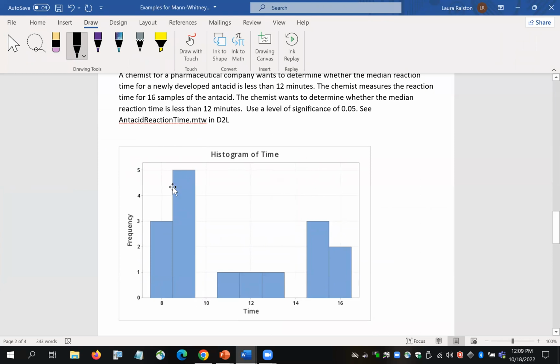Okay, this is the histogram of those differences. Again, it is by no means normal. I didn't draw the normal curve on it, but it's not normal. And so that would have been the reasoning the chemist used to determine whether the median reaction time is less than 12 minutes, because the distribution of the differences is not normal.